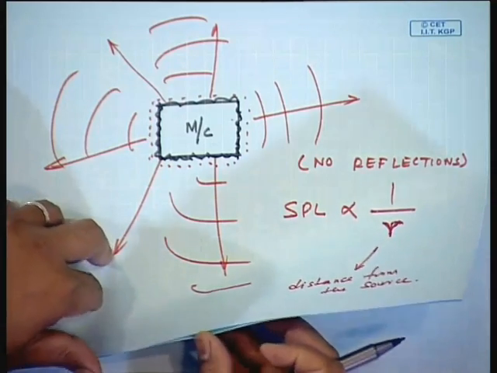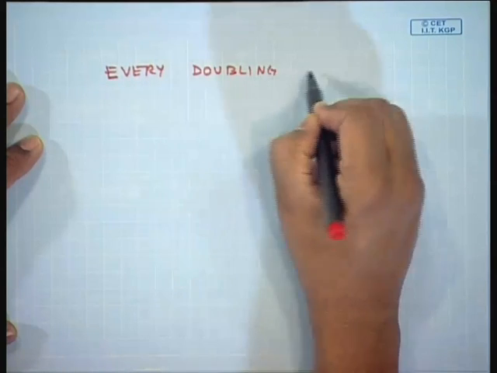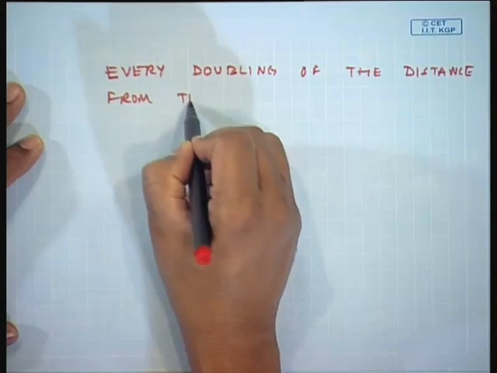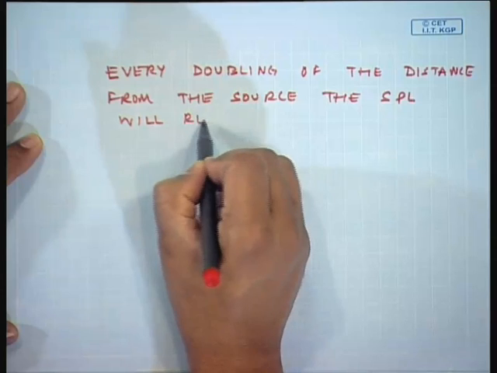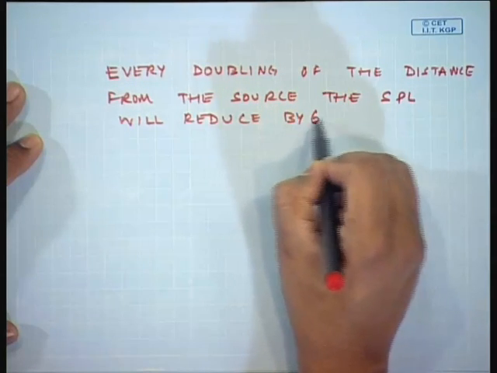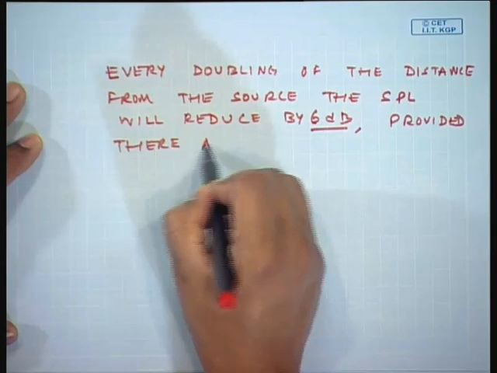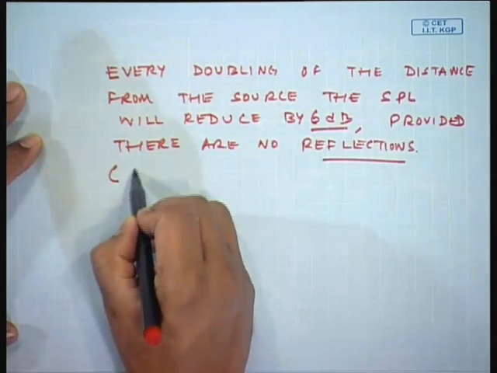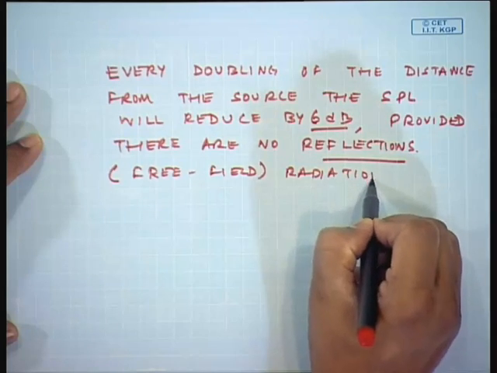Okay. That means with every doubling of the distance from the source, the SPL will reduce by 6 decibel, provided, this is very important, provided there are no reflections, and this no reflections means free field radiation. Okay.